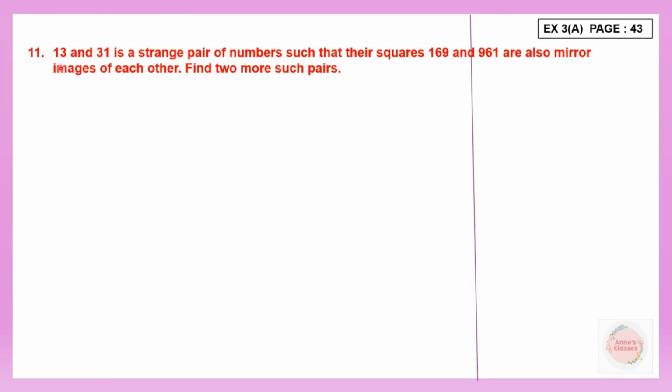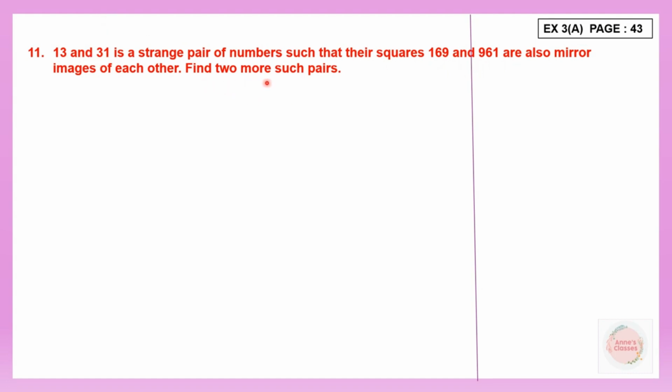Question 11. 13 and 31 is a strange pair of numbers. Why do they call it strange? Because their squares 169 and 961 are also mirror images of each other. That is 13. When you put it the other way, 13 becomes 31 and their squares also, look at that, 169 and 961. So this is a strange pair of numbers because their squares are also mirror images.